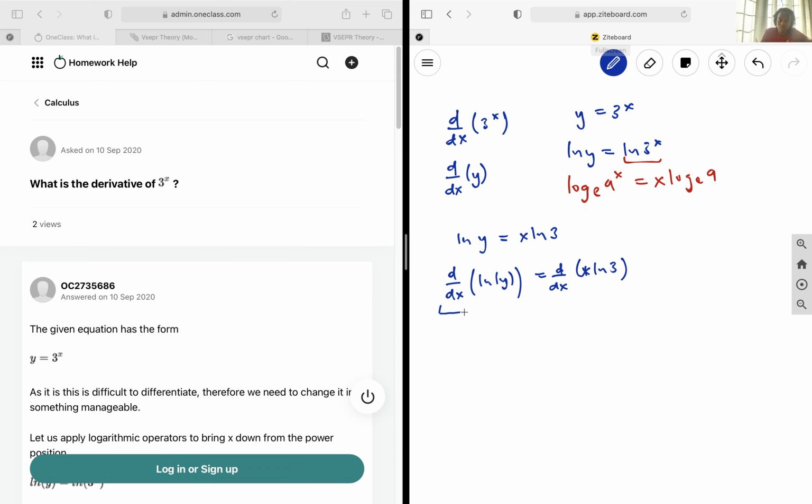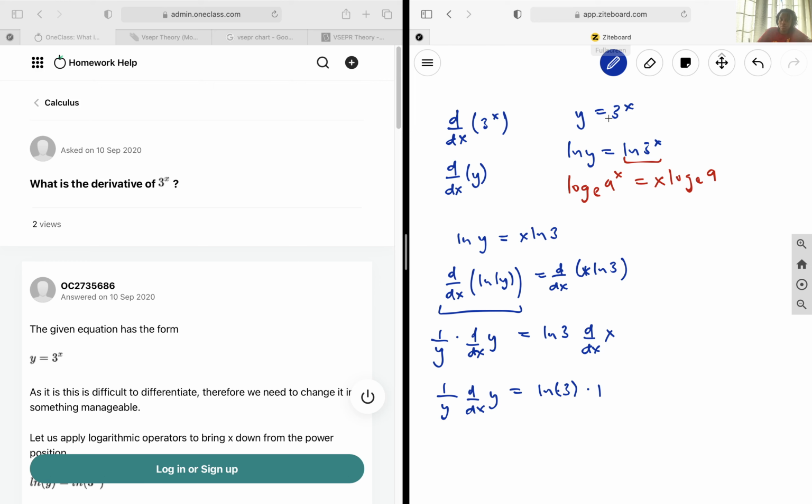In this scenario, we know that this is going to be equal to the derivative of ln itself. So that's going to be 1 over whatever its value inside here is, multiplied by d over dx of y. So this is the chain rule. And then for d over dx of x ln 3, we pull out the ln 3 because it's a constant, and d over dx of x becomes 1. So we get 1 over y, d over dx of y, is equal to ln 3 times 1, which is just ln 3.